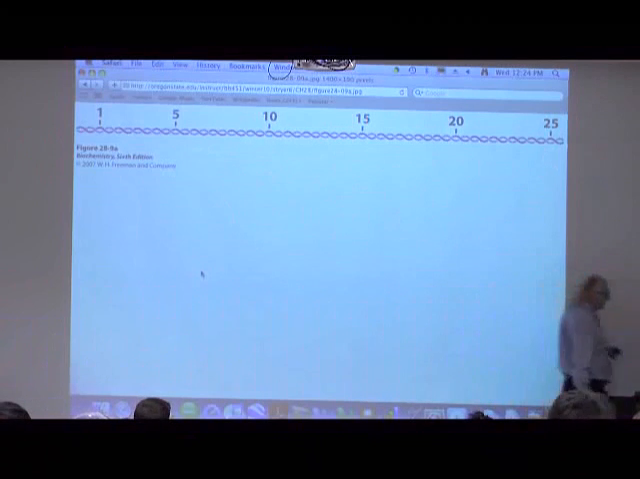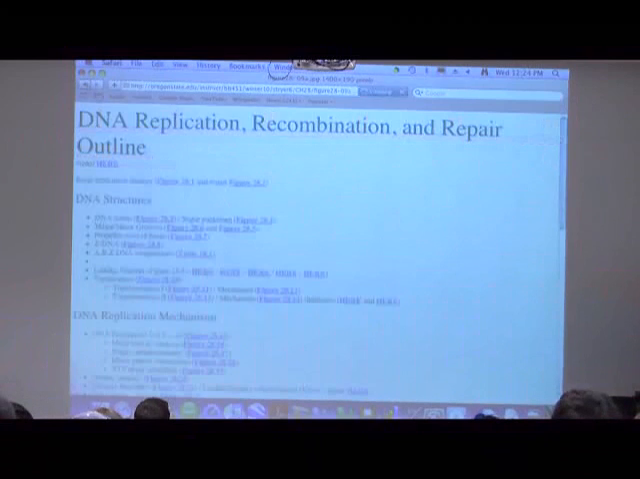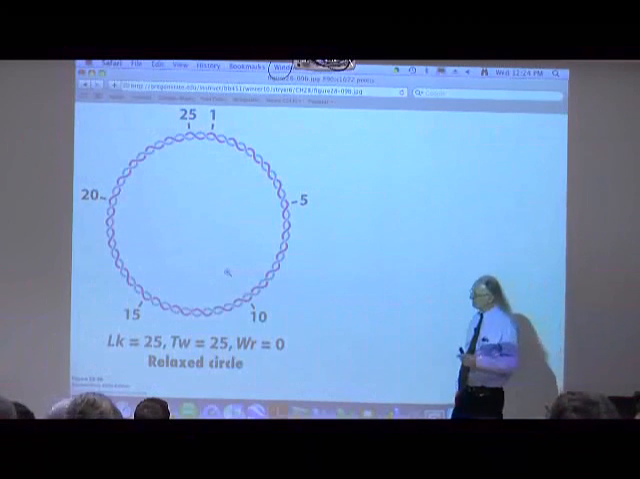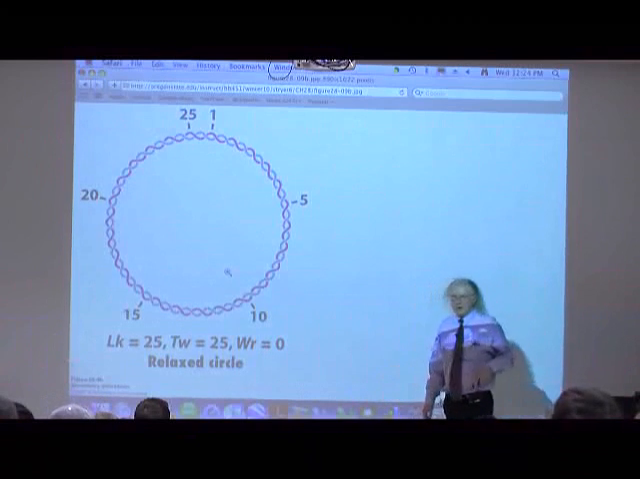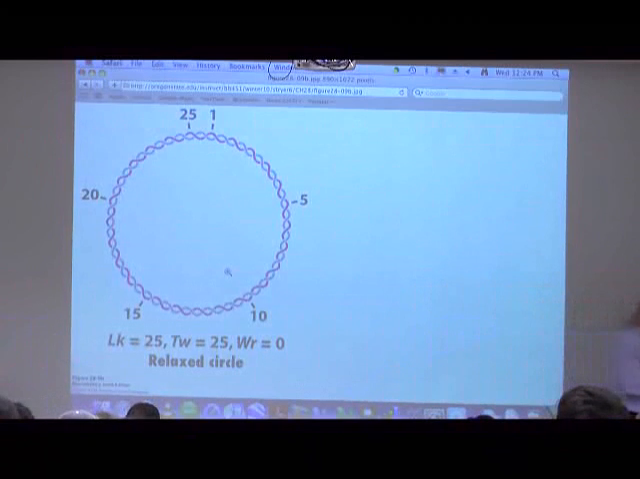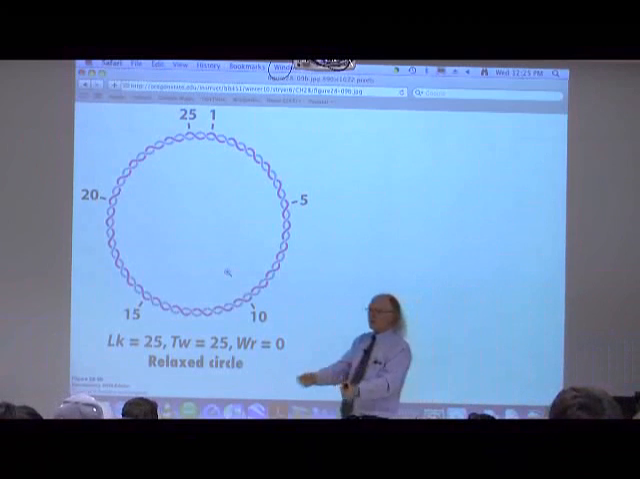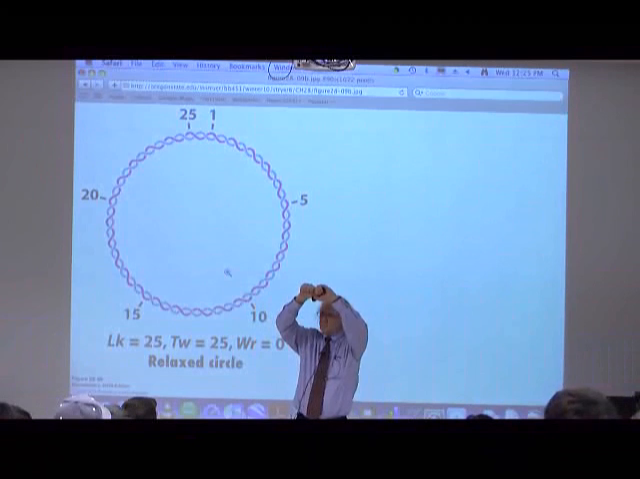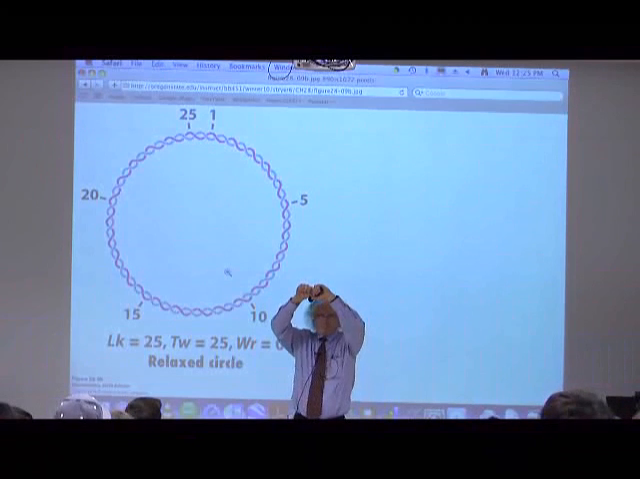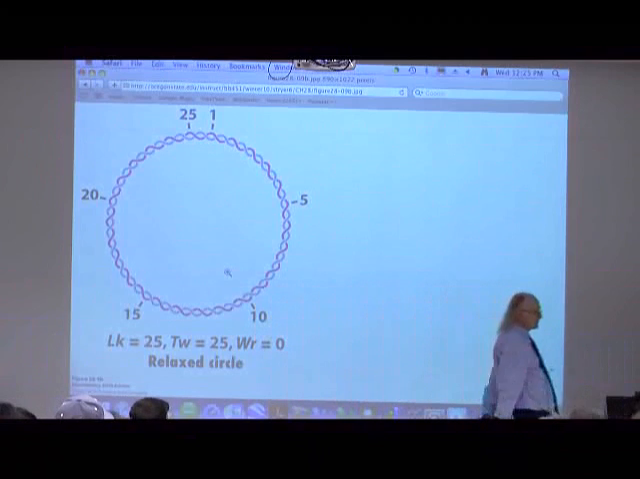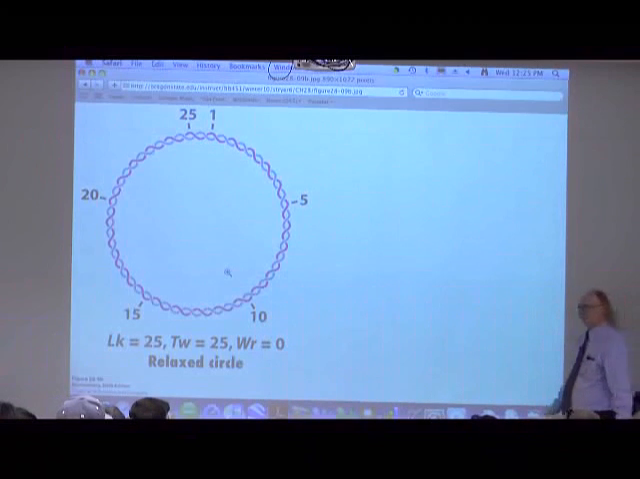Let's imagine I take those two ends and I join them together, and I make a circle. We'll not worry about the terms on here for the moment. What I have made is a relaxed circle, because I didn't do anything. I didn't twist it, I didn't untwist it. I just grabbed the ends and stuck them together. Everybody with me? So that circle is going to sit there and it's going to be relaxed.